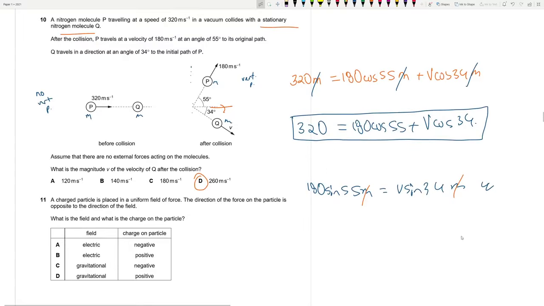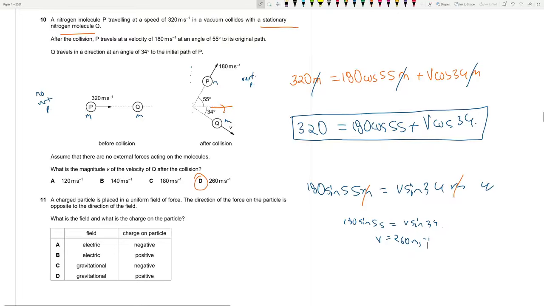So you can use any formula you want, actually. It's up to you. We can use this. This is much simpler. So let's do this. 180 into sine 55 divided by sine 34 gives us a value of 263. So the nearest answer is 260 meters per second. So that's it. 10 is D.